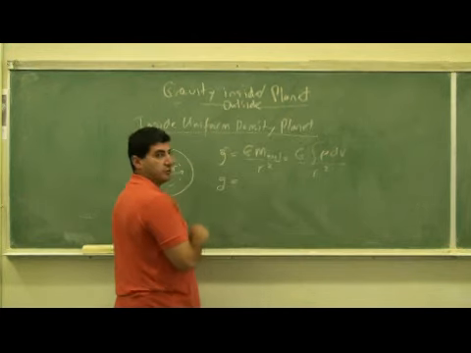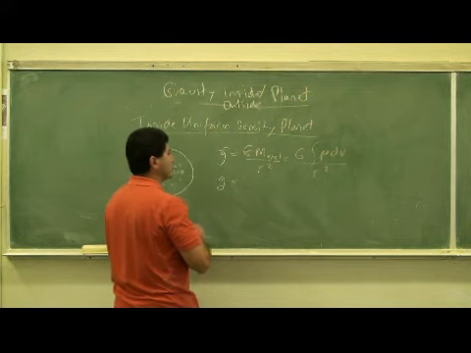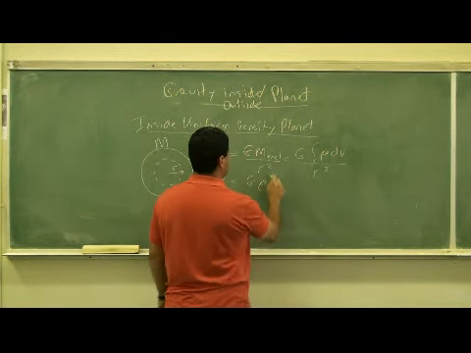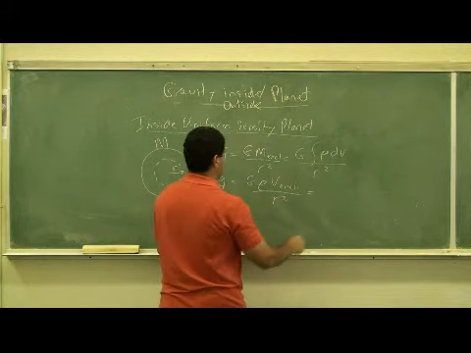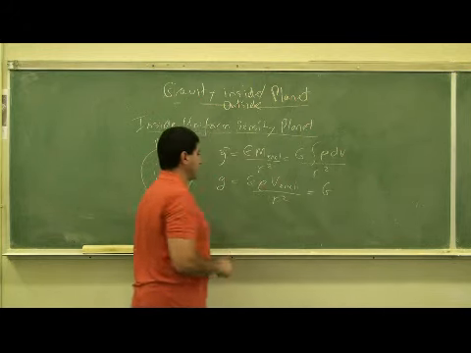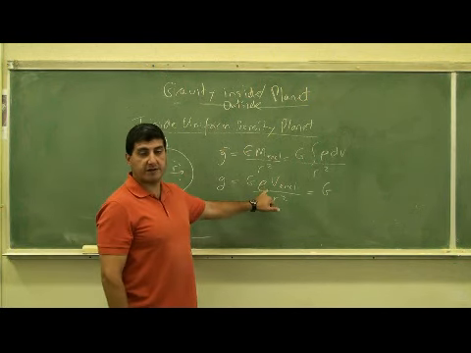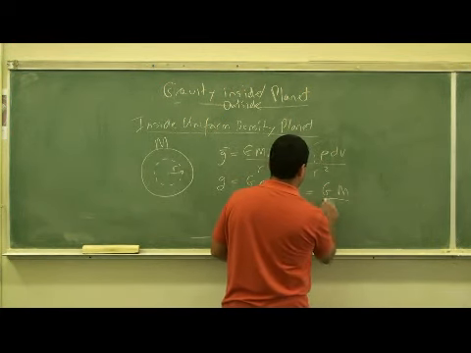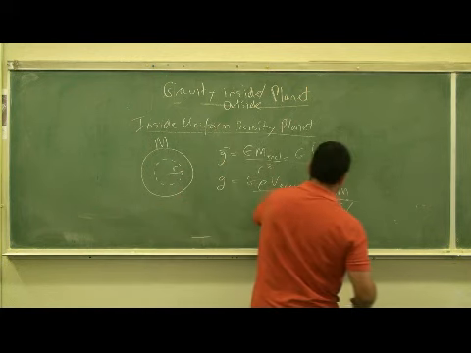So let me just write g without the vector sign all the time. We just want to know its magnitude now. So g equals G times rho, and the integral of dV just becomes V enclosed. And then the density is the total mass of the planet divided by the total volume of the planet.